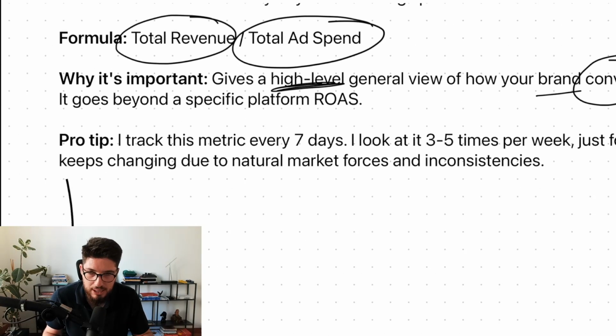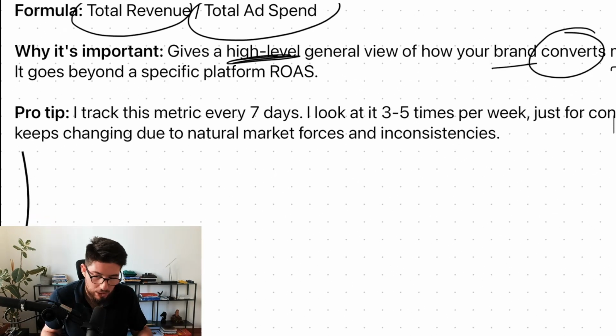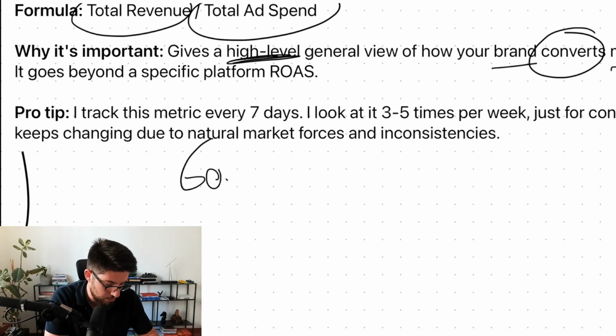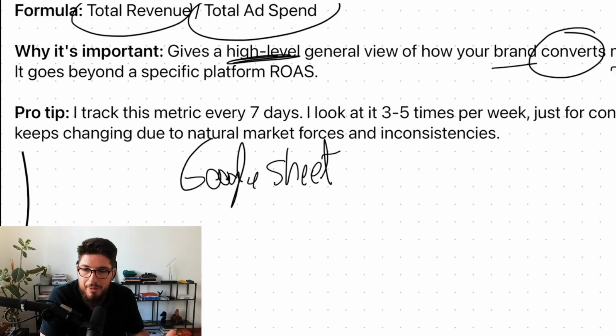Track it every 7 days. You look at it weekly to have the tracking on a Google Sheet. I would recommend Google Sheet. And then just when you're optimizing, you look at it every 3 to 5 days. I would not look, if today is 5 p.m., let's say it's 12 p.m. or it's 1 p.m. or it's 10 a.m., I don't look at the MER on the same day.